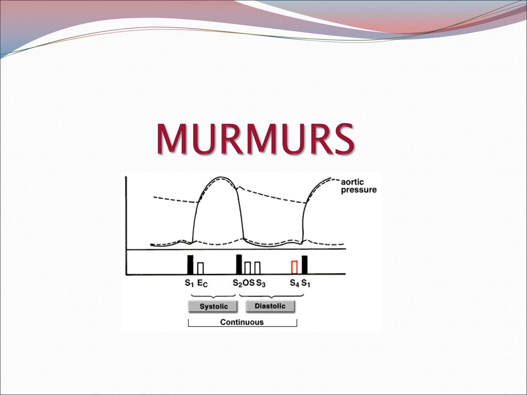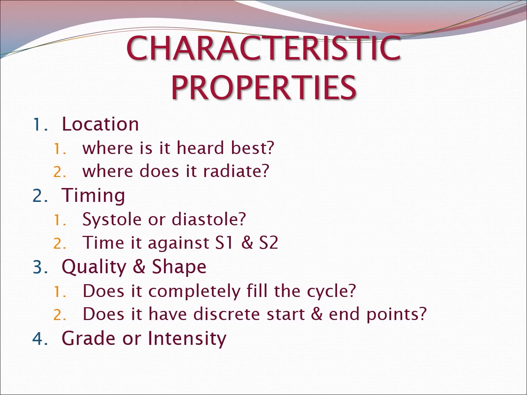There are characteristic properties of murmurs. First, you want to find the location. Where is it heard best, and does it radiate? If it radiates, where does it radiate? What is the timing? Is it systole or diastole? And you want to time it against S1 and S2. Remember, S1 is closure of the mitral and the tricuspid valves, which is the onset of systole. So your pulse will correlate. Again, when you're feeling the radial pulse, that is the onset of systole.